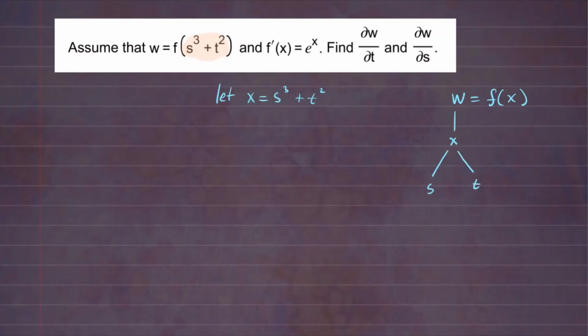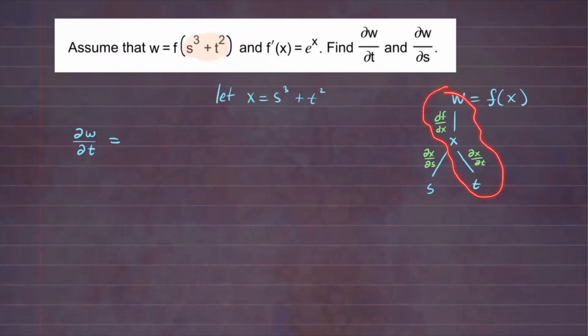So now if you want the partial derivative of w with respect to t, let's do t first. Well, we're going to go along this path. So this is the derivative of w. Since w is f of x, we can write that as df dx. So just a regular derivative because we have a single variable. Now here, this is going to be the partial of x with respect to s. This is the partial of x with respect to t. For dw dt, we just need this path right here. That's where the t variable is found. So we can write this.